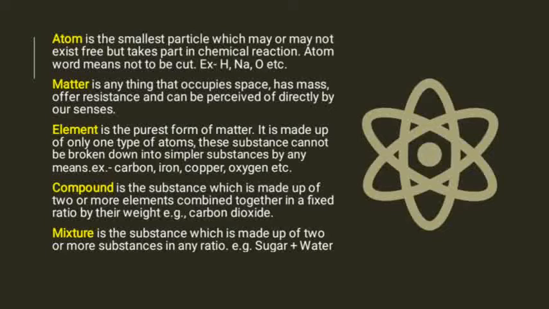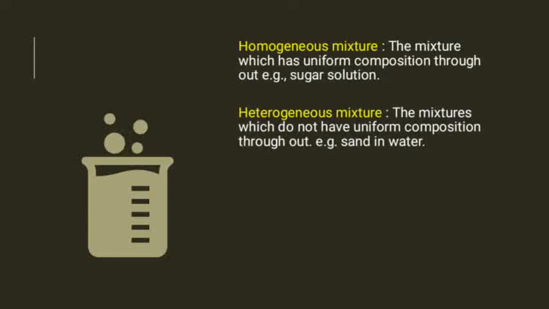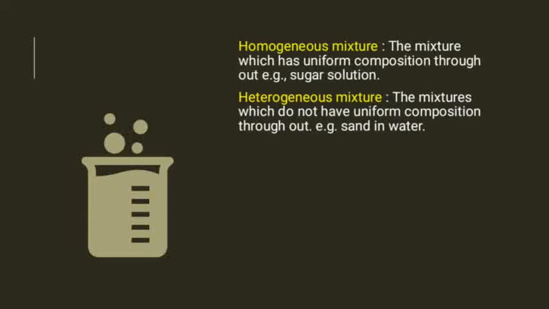Now moving to the next slide. Here the term is homogeneous mixture. The mixture which has uniform composition throughout is called a homogeneous mixture, whereas the mixture which does not have uniform composition throughout is called a heterogeneous mixture.